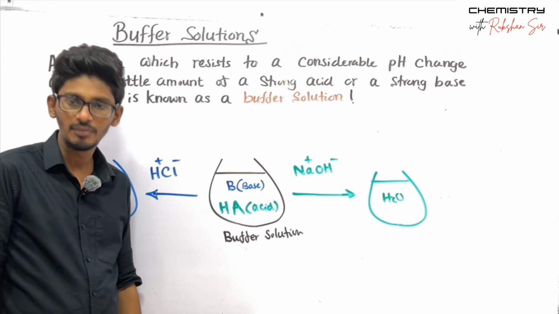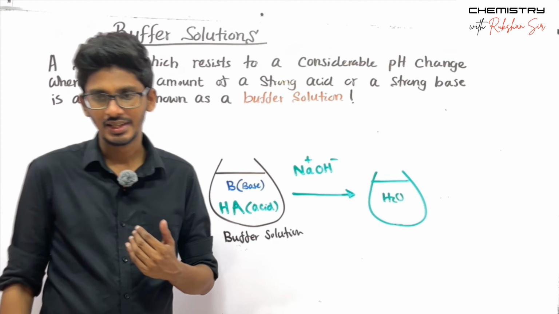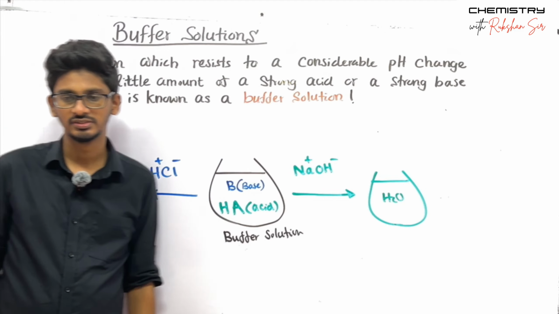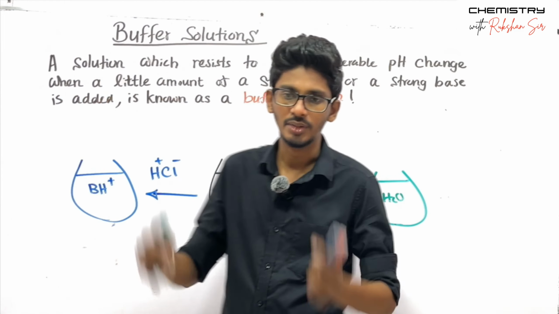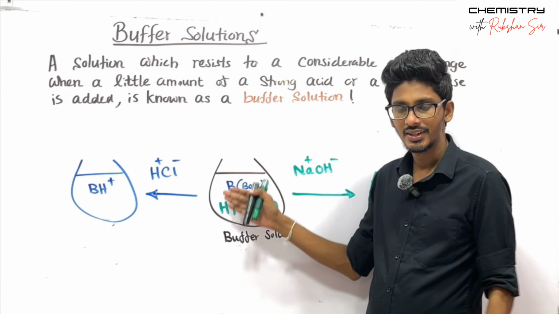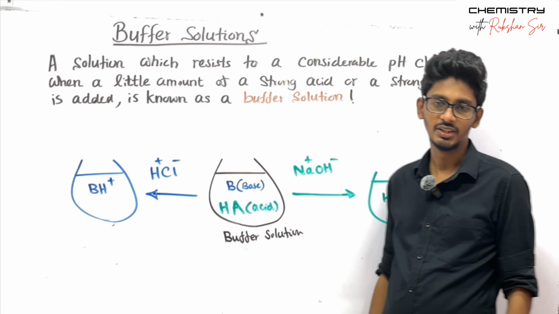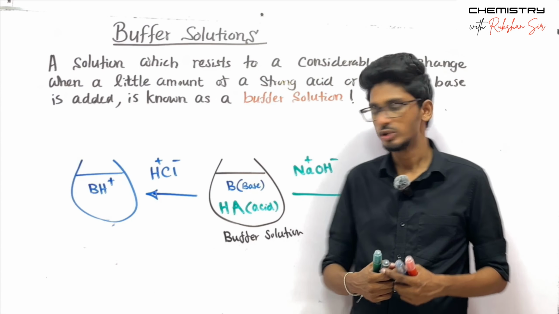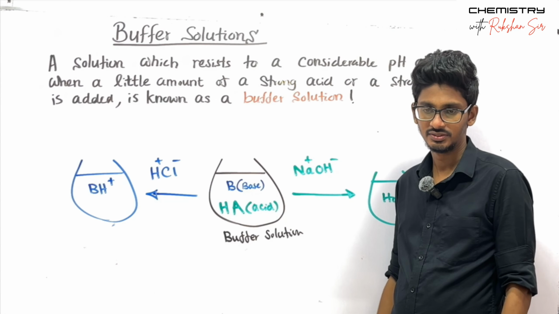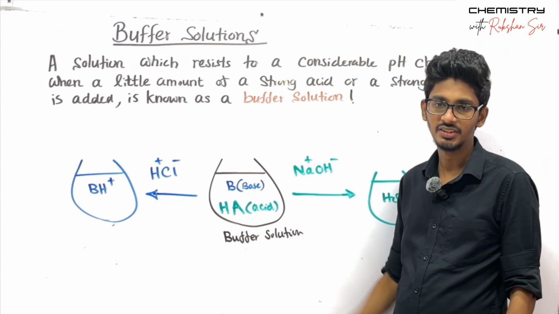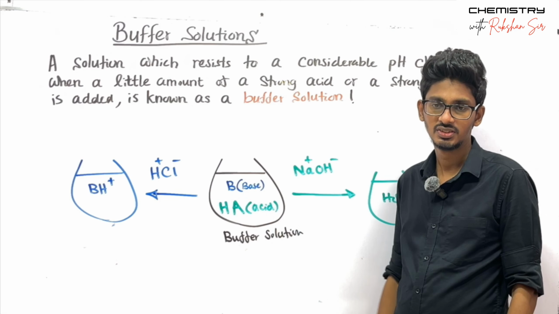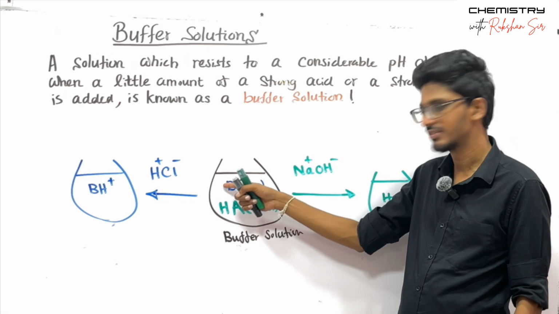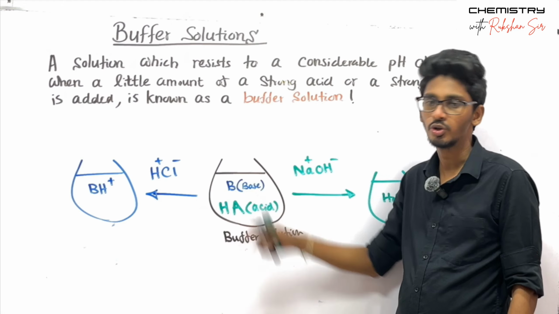Then we have a problem. What is the problem? Can a base and an acid appear like this without reacting? Normally we know acids and bases will react. So to appear without reacting, this base and acid should be weak. If these two are a weak acid and a weak base, then they are not going to react.